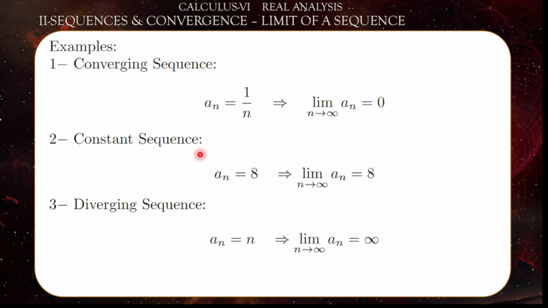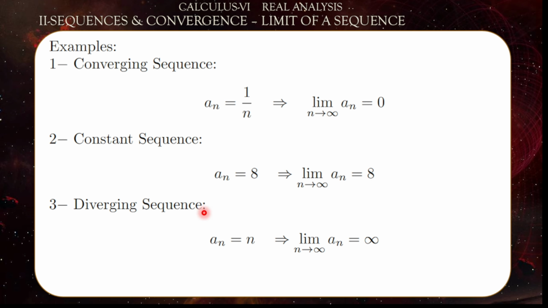Second example, a constant sequence. That would be like an equals 8. It doesn't matter what the value of n is, an, in our case here, is independent of n. There's no n variable within the sequence an. So an remains the same value. It remains constant for all values of n. So the limit of an when n approaches infinity is equal to 8.